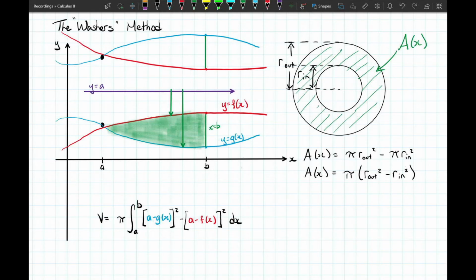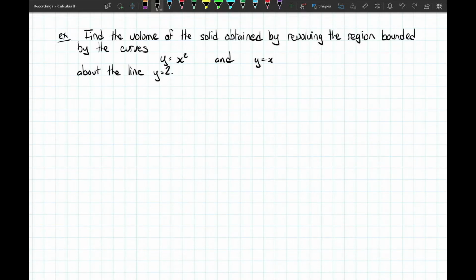Well, let's try an example of finding a volume of revolution using washers. Let's see if we can find the volume of the solid obtained by revolving the region bounded by the curves y equals x squared, our classic parabola, and y equals x, just a simple diagonal line. But let's make this a little bit tricky by revolving around the line y equals 2. Let's see what kind of a solid object we get.